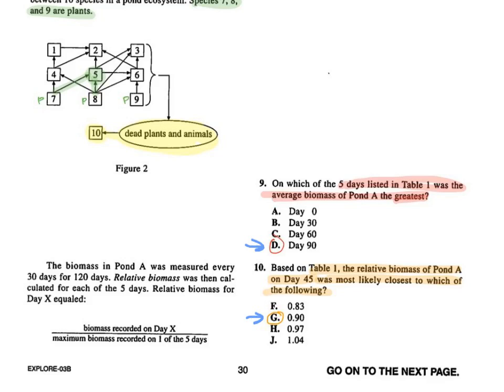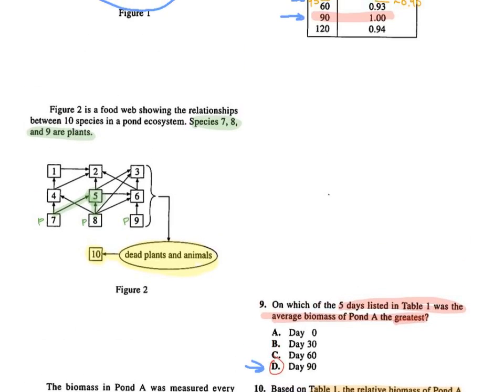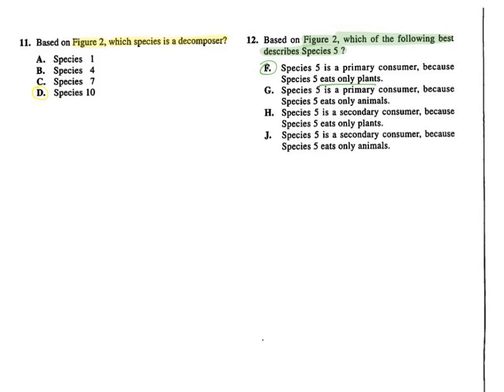Number 11 says, based on Figure 2, which species is a decomposer? So if you look at Figure 2, it's going to help to know that decomposers break down dead plants and animals, and the thing that has an arrow going from dead plants and animals to it is number 10. So decomposers are represented by species 10 because they are consuming dead plants and animals.